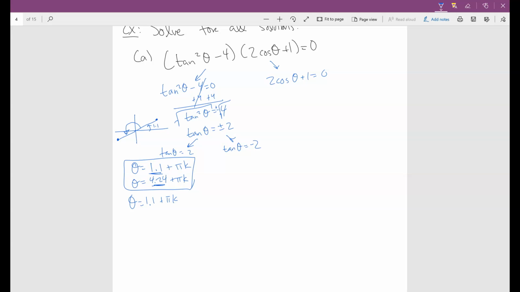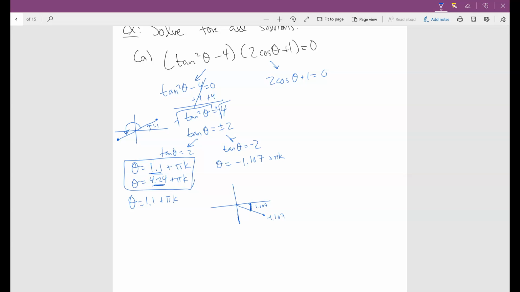Okay, so now let's do the other one, because we also have to do the negative side. We're going to do inverse tangent again of negative 2. That's going to give me negative 1.107. And then I'm just going to add plus pi k for that one. Now this negative angle is going to be down here, because remember tangent inverse has a restriction of negative pi over 2 to pi over 2. So negative 1.107 is down here. The distance from here to here is going to be 1.107.